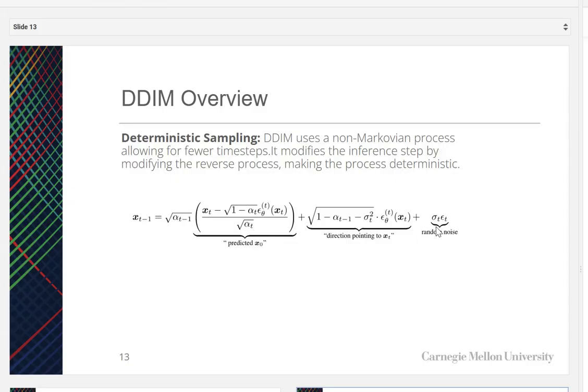And the direction to xt adjusts for the noise direction, helping to fine-tune the trajectory back to less noisy data. And here is the random noise, which is added to introduce variability, ensuring that the model captures the full data distribution and maintains the generative diversity.